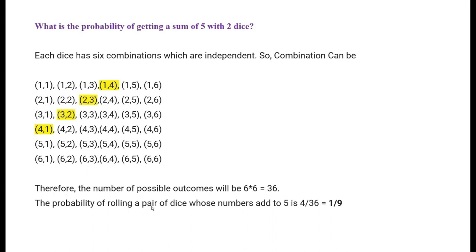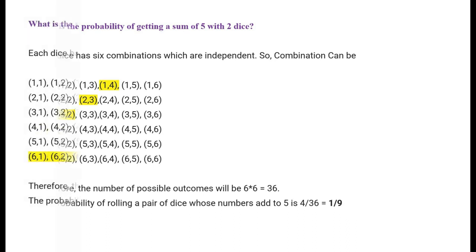So as you can see, there are only 4 possible ways we can get 5 from the 2 dice. So the probability of rolling a pair of dice whose numbers add to 5 is 4 divided by 36. Out of the 36 combinations, 4 can give us a sum of 5. So the probability becomes 4 divided by 36, equal to 1 divided by 9.